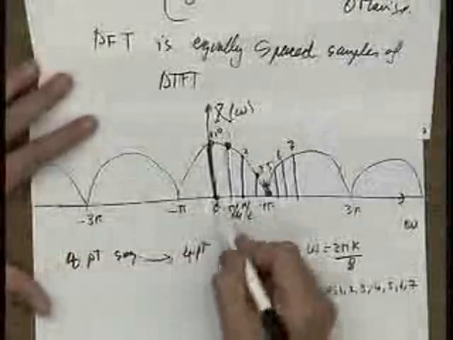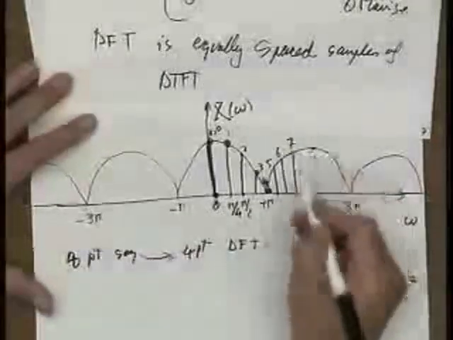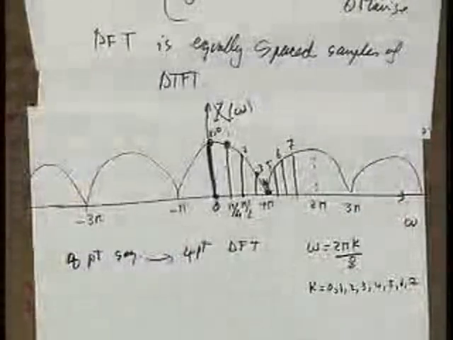And this is 0, and this is 2 pi. I stopped just before 2 pi. Is that clear?